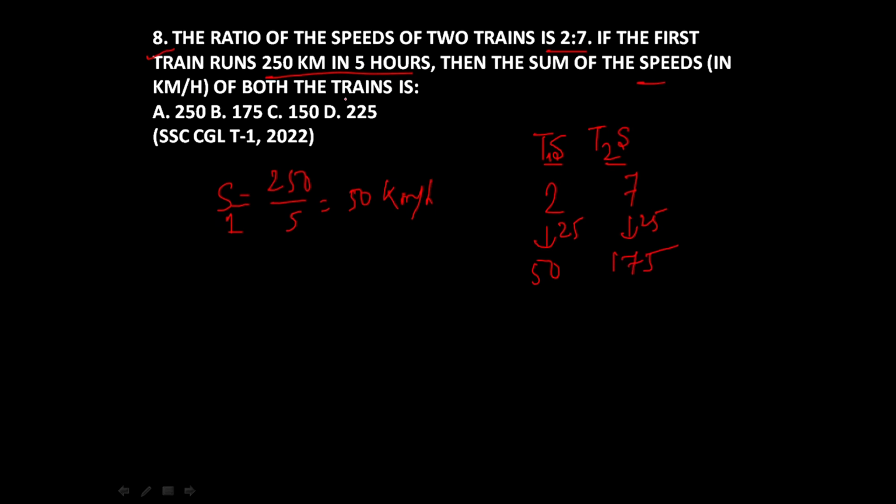Clear? So the question is the sum of the speeds of both trains. So it will be 50 plus 175, which equals 225. Clear? It's an easy one. Okay, moving to the next one.